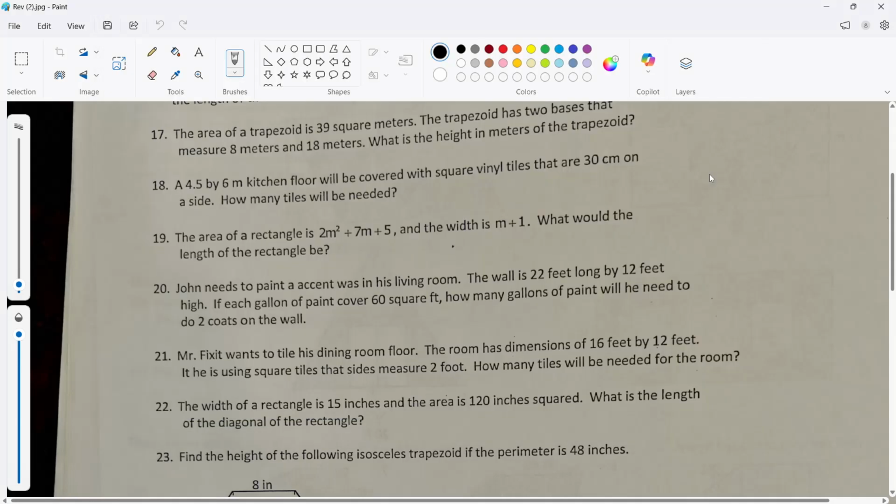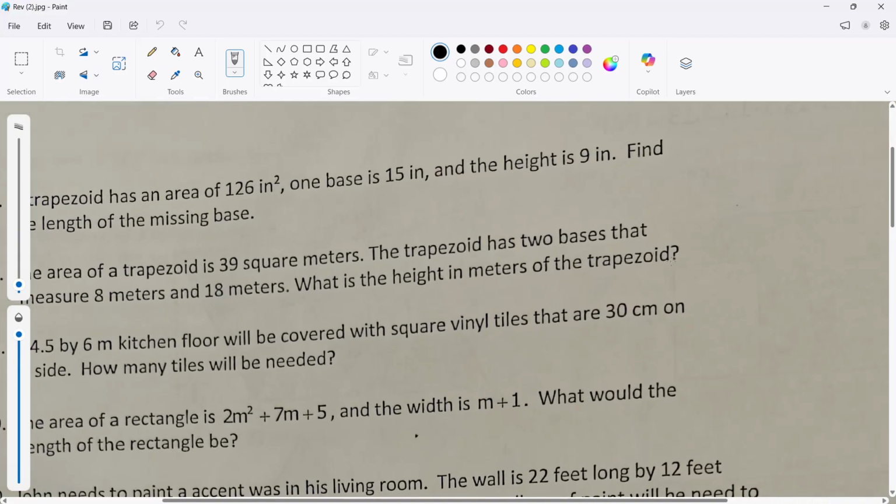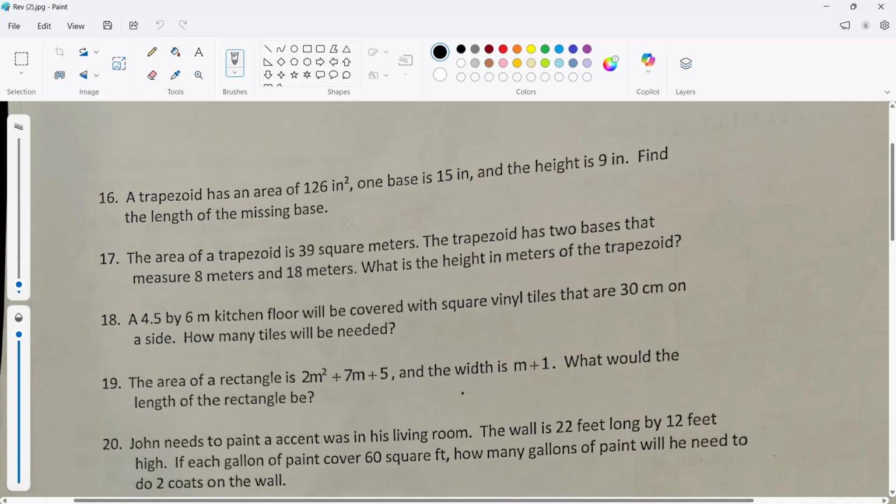This is a geometry review for the area, perimeter, length, etc. of polygons. A trapezoid has an area of 126 square inches. One base is 15, the height is 9. Find the length of the missing base.